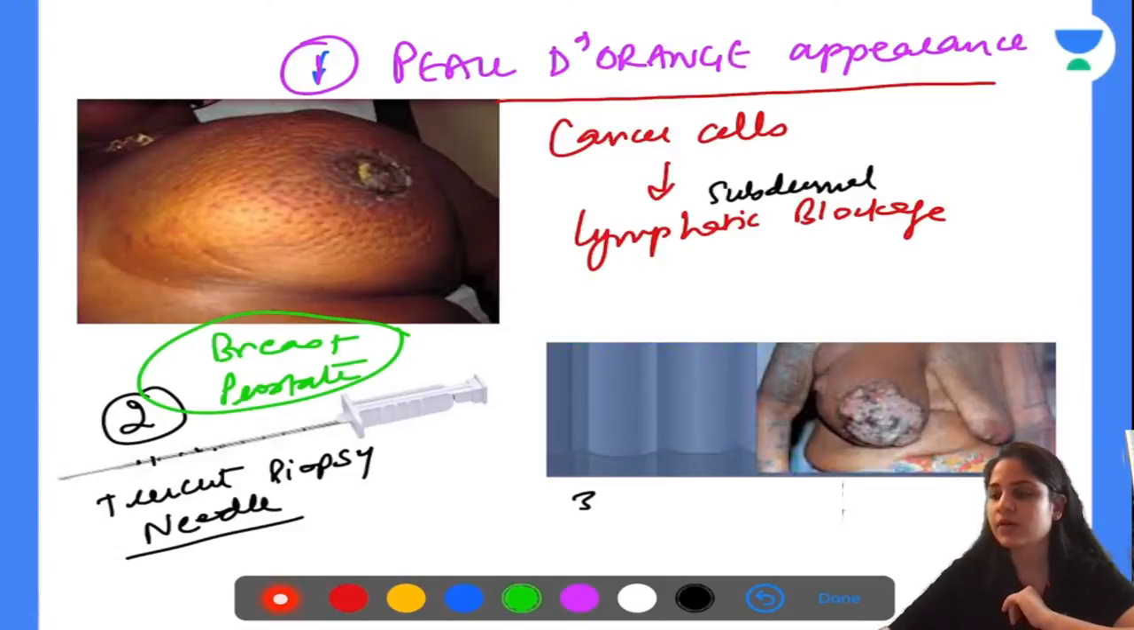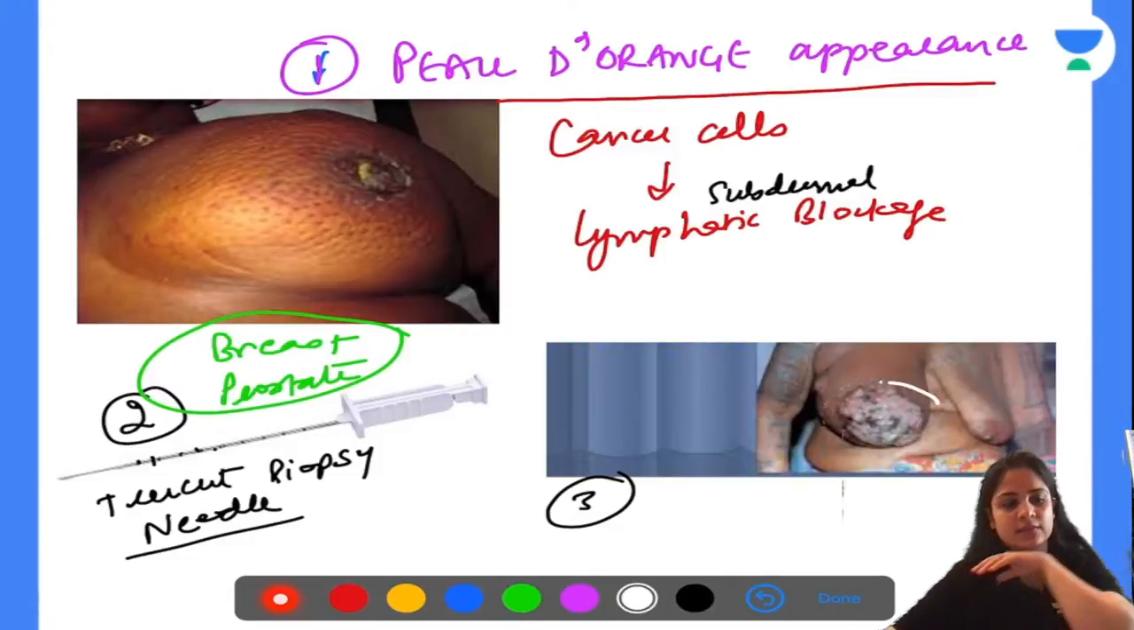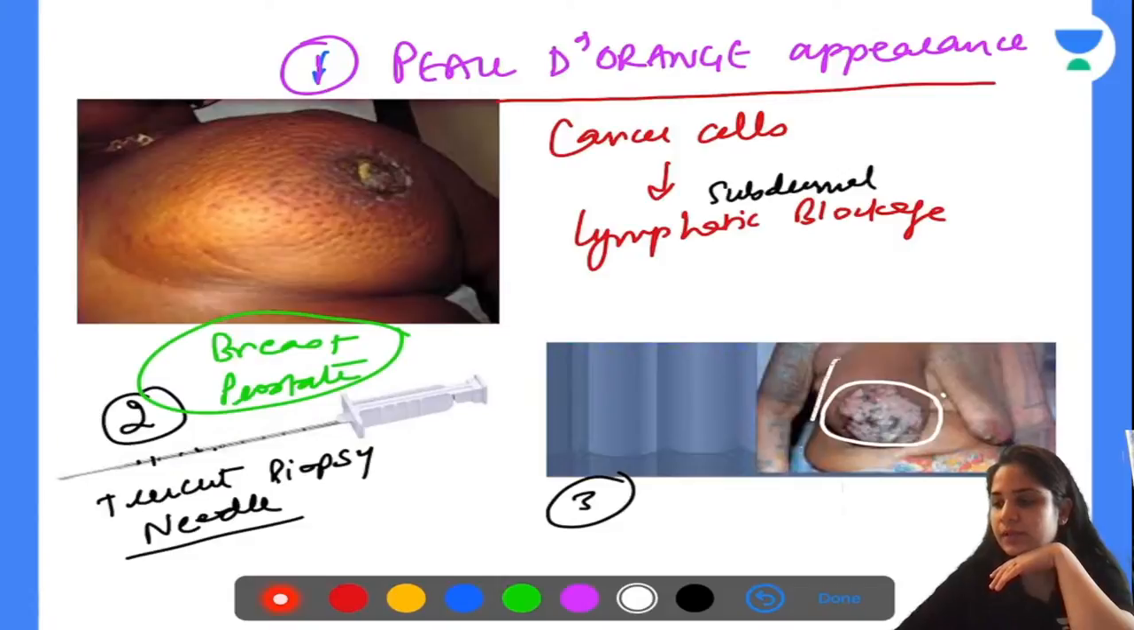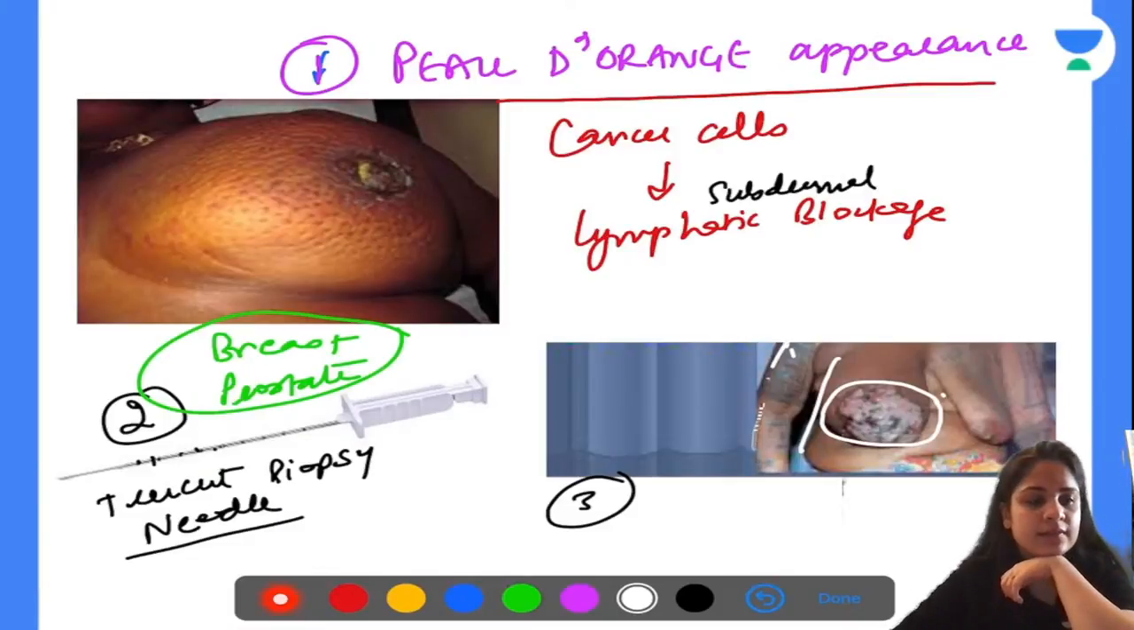Okay, now this picture number 3. Has anyone identified what is picture number 3? So see, she is having a lesion in the breast as well as there is swelling of the arm on that side. So any idea what this could be? Lesion in the breast as well as swelling of the arm on that side.